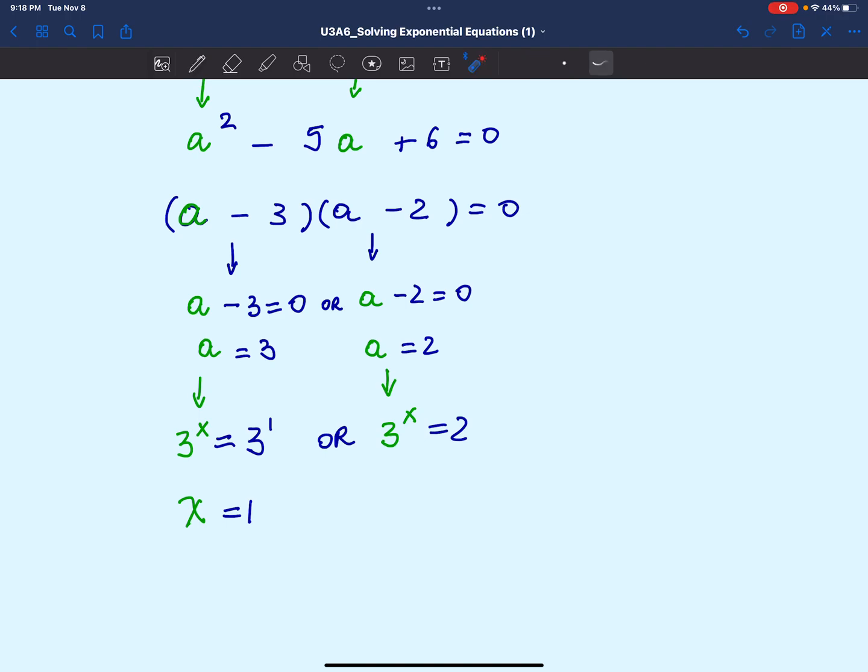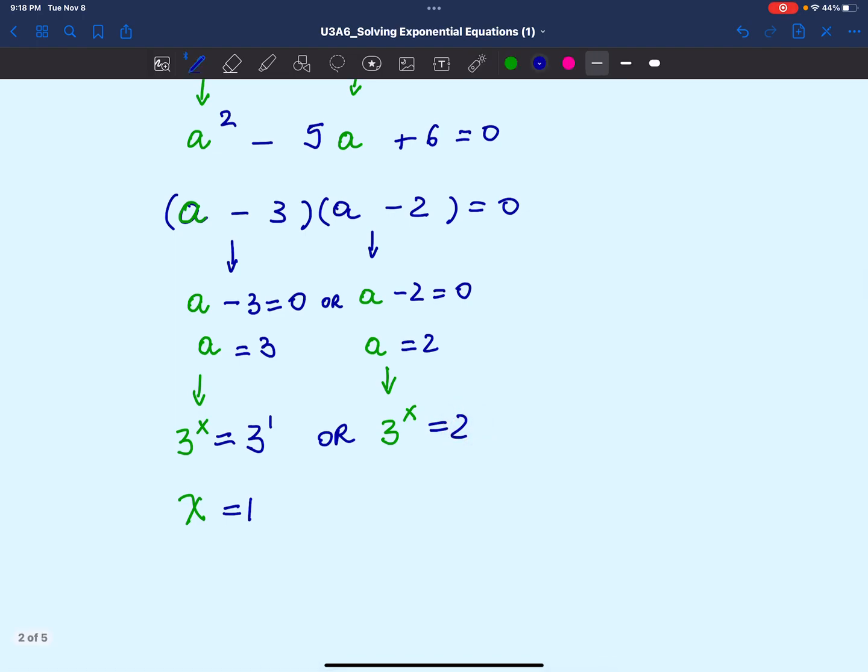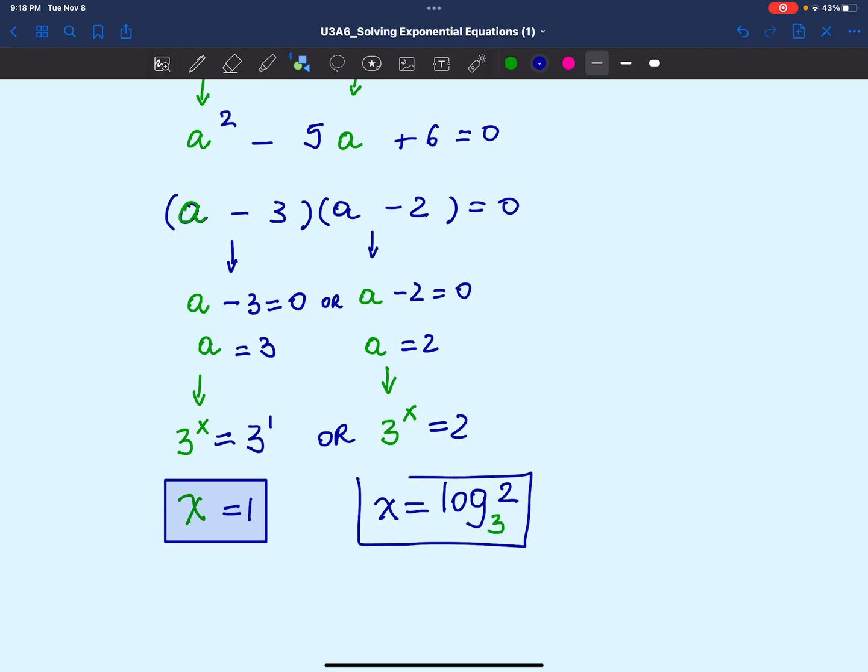Or in the other case, here we have 3 to the power of x equals 2. So we don't have the same basis, but we know how to solve such equations. We looked at these equations in the previous lesson. So we're going to convert this to logarithmic form. That would be log with base 3 of number 2. And these would be the exact answers. So x equals 1 and x equals log with base 3 of 2.